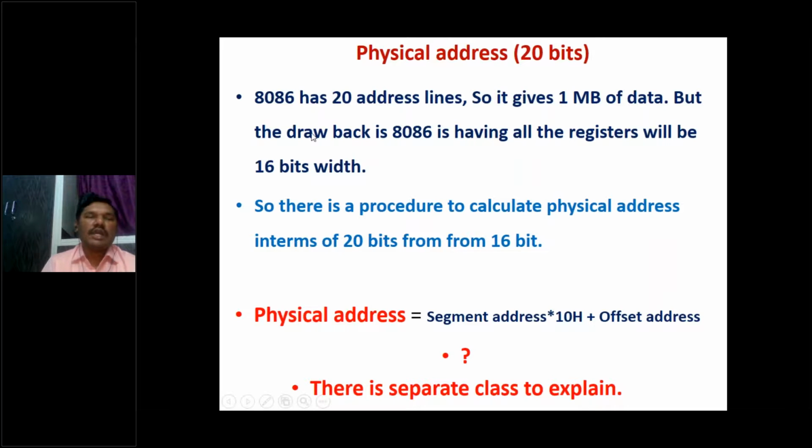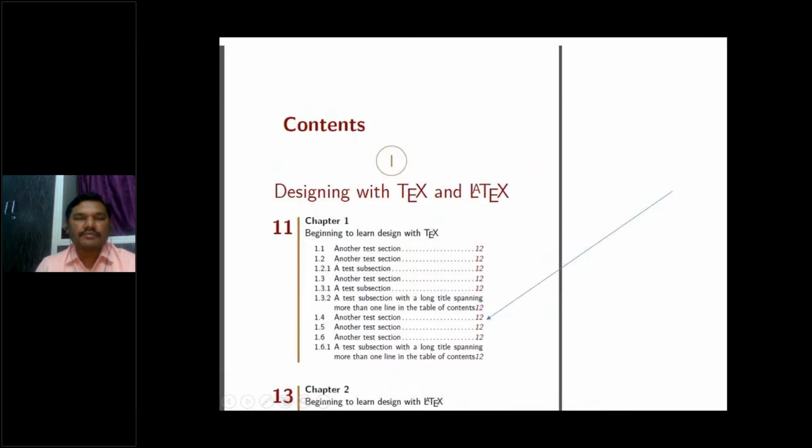But 8086 memory is 20 bits, while registers are 16 bits. Then there is an address conversion mechanism to convert 16 bits to 20 bits, which we will see later. But here, how is the physical address location of the memory calculated? The physical address of memory is calculated by segment address plus offset address. There is a separate topic on this that we will see later.